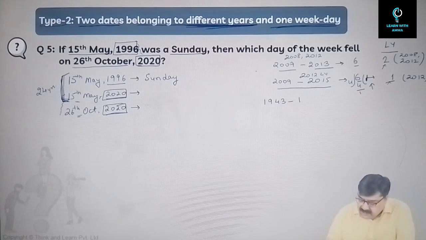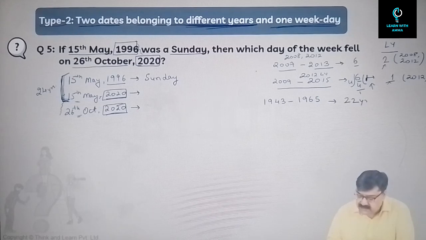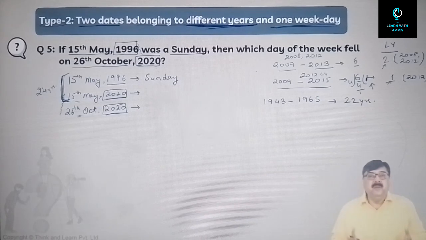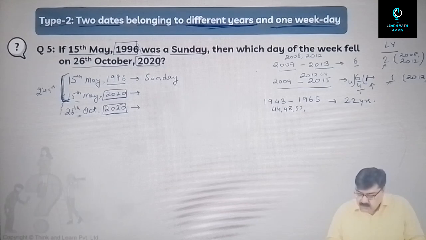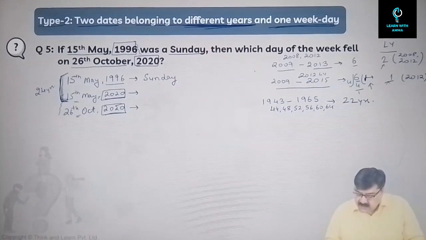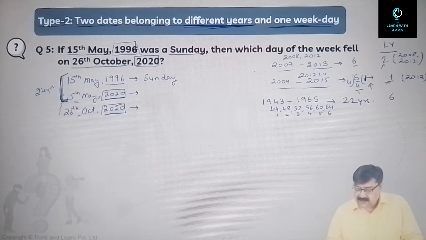1943 to 1965. Well, as such, there are 22 years in it. Then how many leap years? Well, if you divide 22 by 4, 4 5s are 20. So there should be 5 leap years. But the leap years here are 6. Which ones? 44, 48, 52, 56, 60, 64. See, 1, 2, 3, 4, 5 and 6. So there are 6 leap years here.